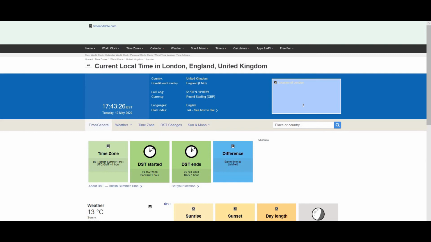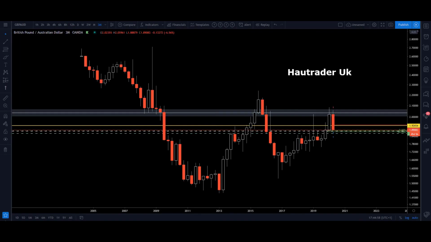But anyway, traders, I want to get into the markets. I want to show you a situation that's played out, and the trade we're talking about, guys, is the Great British Pound Australian dollar. I'm going to do a little bit of recap for you, just to remind you of the reason we got into the trade and what's happened.